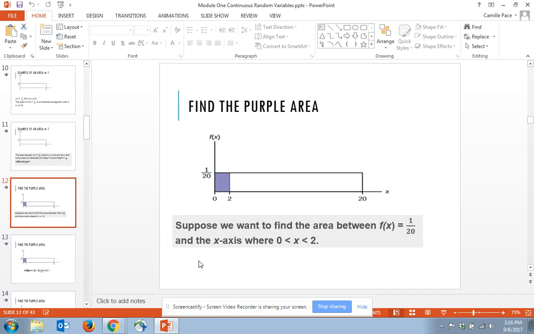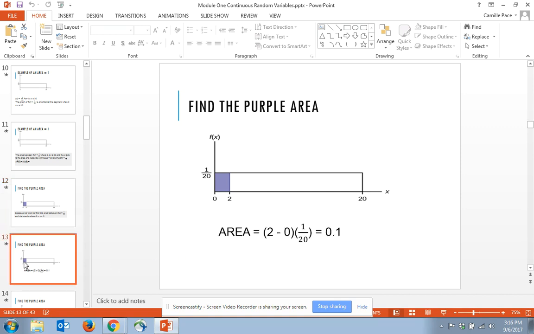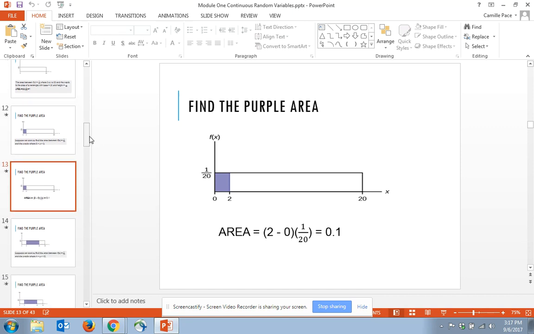So let's look at this. Suppose we want to find the area between f of x equals 1 over 20 and the x-axis where 0 is less than x is less than 2. So I'm looking for that little part in purple. To do that, I do 2 minus 0 times 1 over 20, which gives me 0.10. So the area, or the probability, of the area in purple is 0.10. And for this, remember, I can treat area and probability as the same thing.